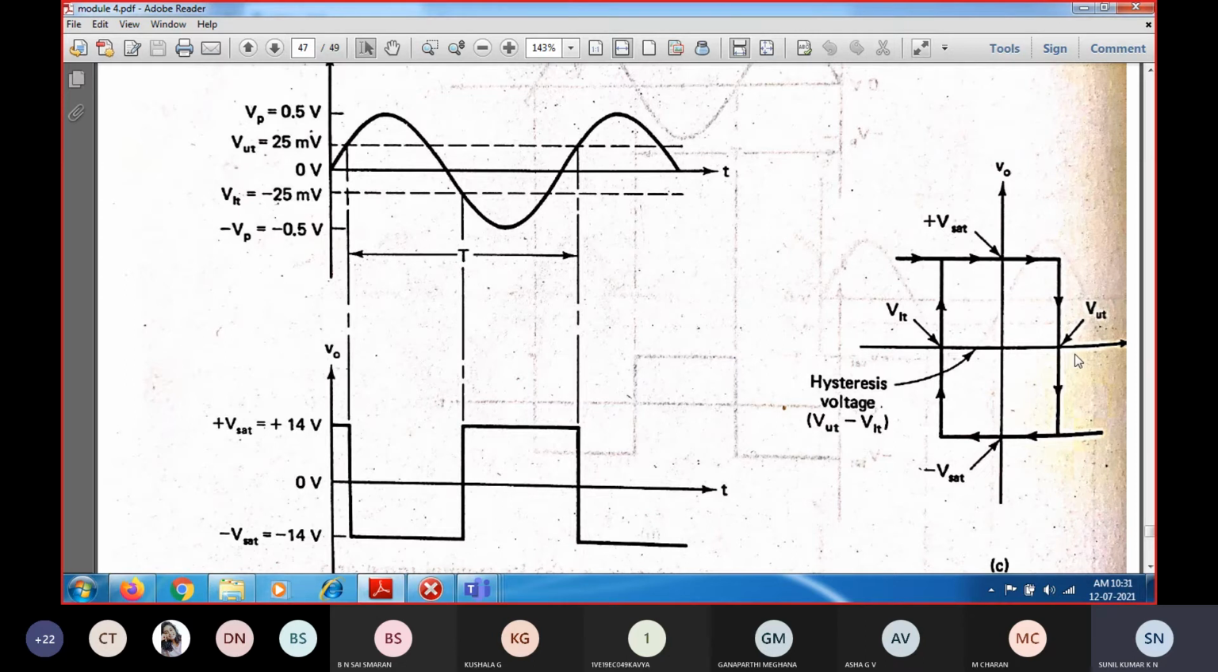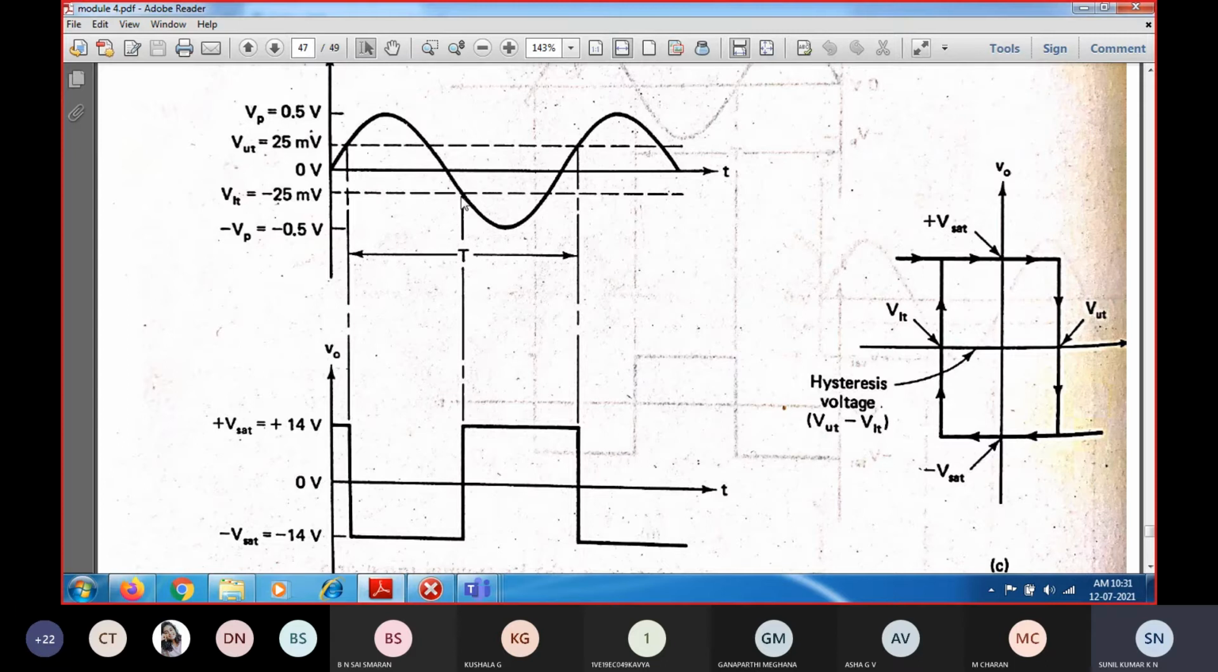That means it will come from the positive peak, then 0, and then reach up to minus 7 volts. During this time, you are going to increase the input in a negative way. Since the input is inverting, during the negative cycle, till it reaches the lower trigger point, the output will be in negative saturation as well.